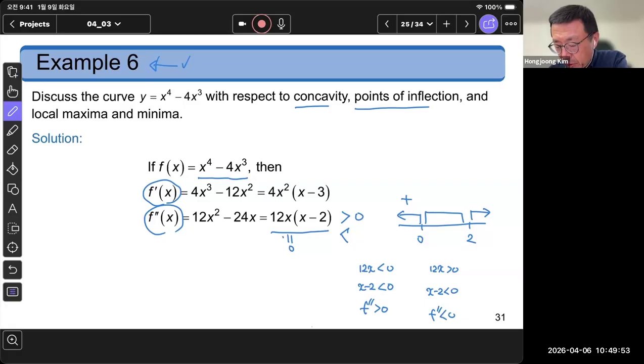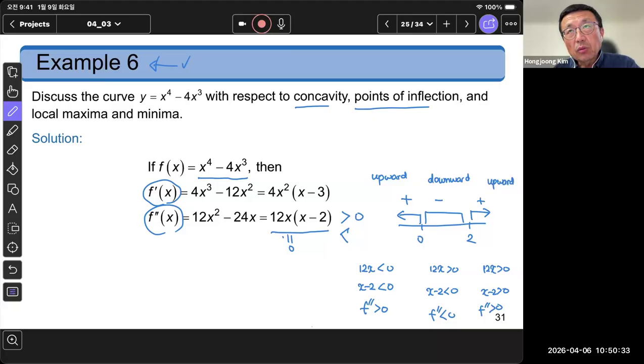And so between 0 and 2, your function is concave downward. And to the left of 0, your function is concave upward. And to the right of 2, 12x is positive, and x minus 2 is positive. So f double prime is positive.